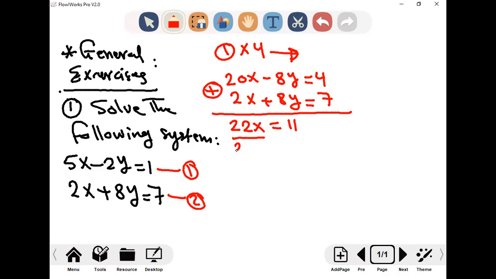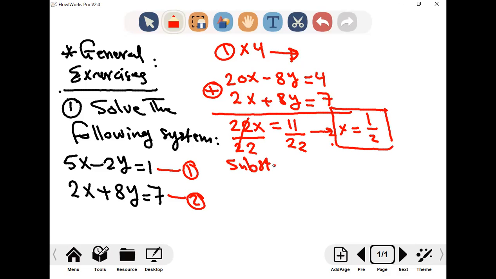So I'll divide both sides by 22 to find what? x. So x will be half. 11 divided by 22 is half, right? You can use 1 over 2, you can use 0.5, it's the same. So now we found x, we need to find what? y. Now to find y, substitute in equation 2 or 1, whatever. Why did I choose equation 2?